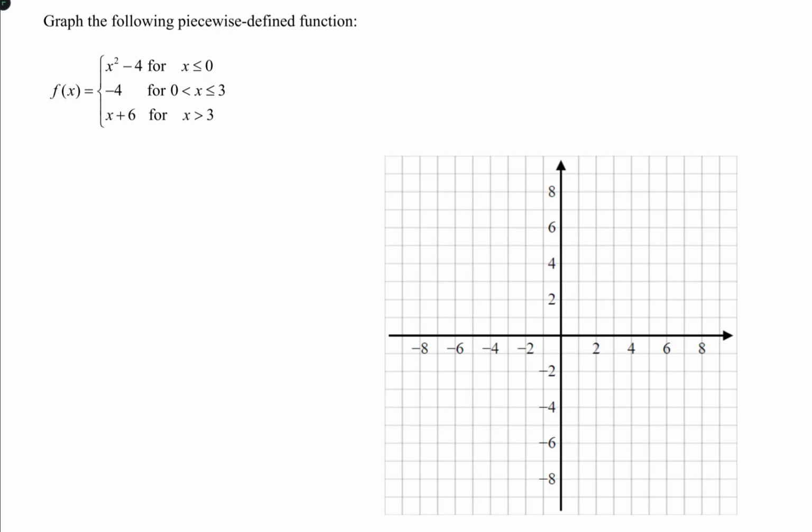Graph the following piecewise defined function. So x squared minus 4 for x is less than or equal to 0, negative 4 for x is between 0 and positive 3, and x plus 6 for x is greater than 3.